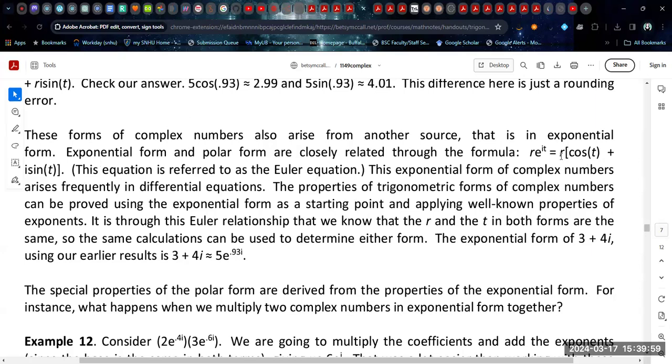Now, there is a relationship where we can represent complex numbers in exponential form that is related to the Euler equation, where cosine t plus i sine t is e to the it. And then we multiply by the radius in order to get the length correct, because this cosine t plus i sine t expression only has a length of 1. So we can represent this exponential form of this complex number as 5, which was the radius we calculated, times e to the 0.93 approximately i, or the inverse tangent of 4 over 3.